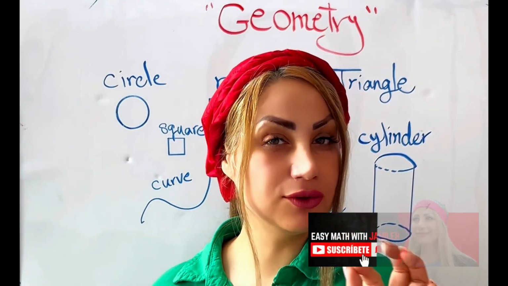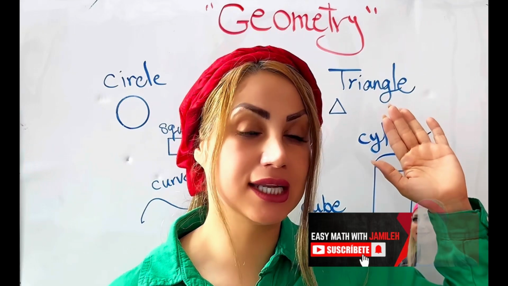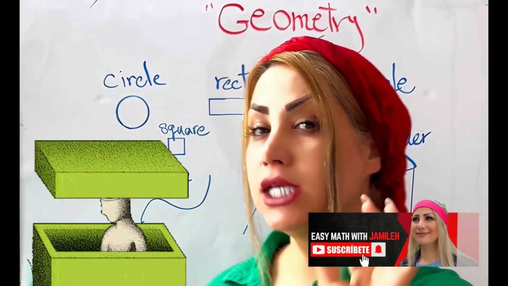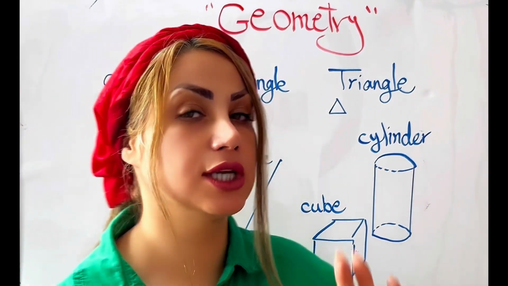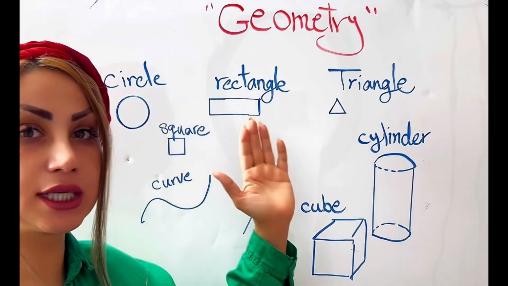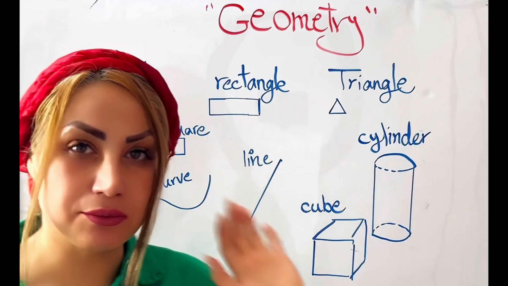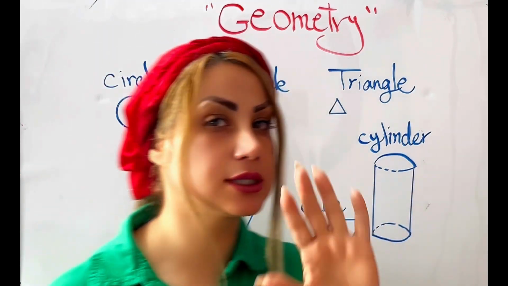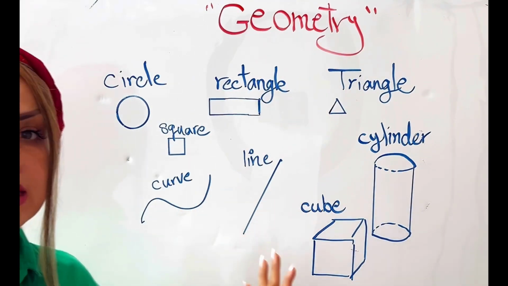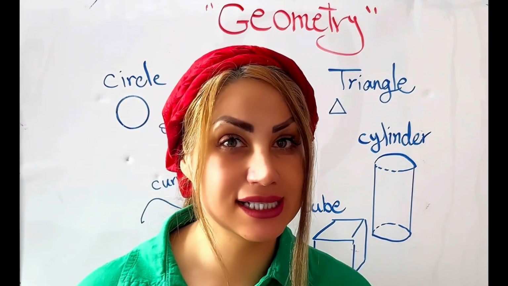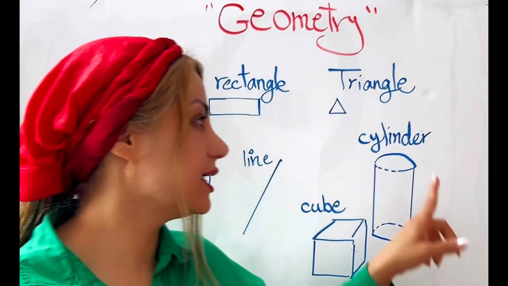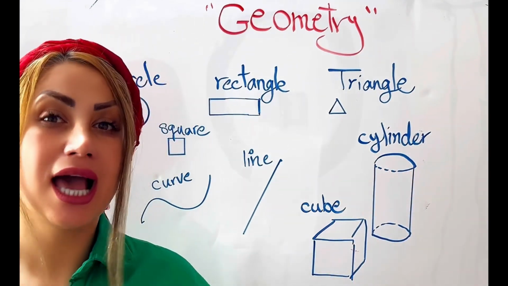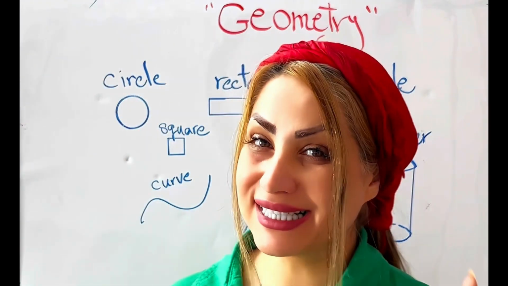Today we're gonna dive into the world of geometry and explore some basic geometry shapes. I'll be explaining some key properties of shapes like circles, rectangles, triangles, squares, and more, and also key concepts about curves, lines, edges, vertices, and also the geometry of 3D shapes like cylinders, cubes, and more. So let's get started.